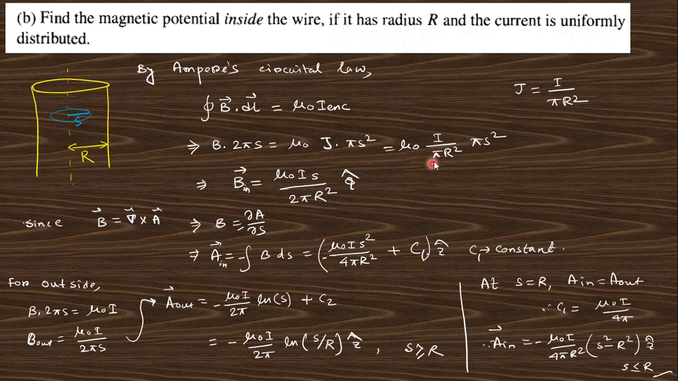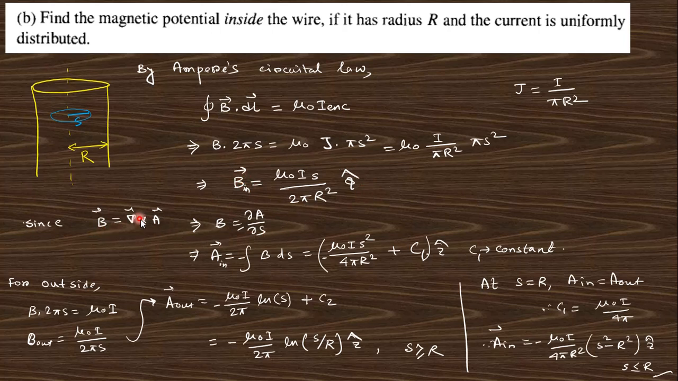Go to the next question, which says: find the magnetic potential inside the wire if the radius is r and the current is uniformly distributed. So from Ampere's circuital law, closed integral B dot dl equals mu 0 I enclosed. So for inside, 2 pi s, and I enclosed will be J into pi s square. J is the current density, which is I by pi r square, right? So the magnetic field inside will be like that.